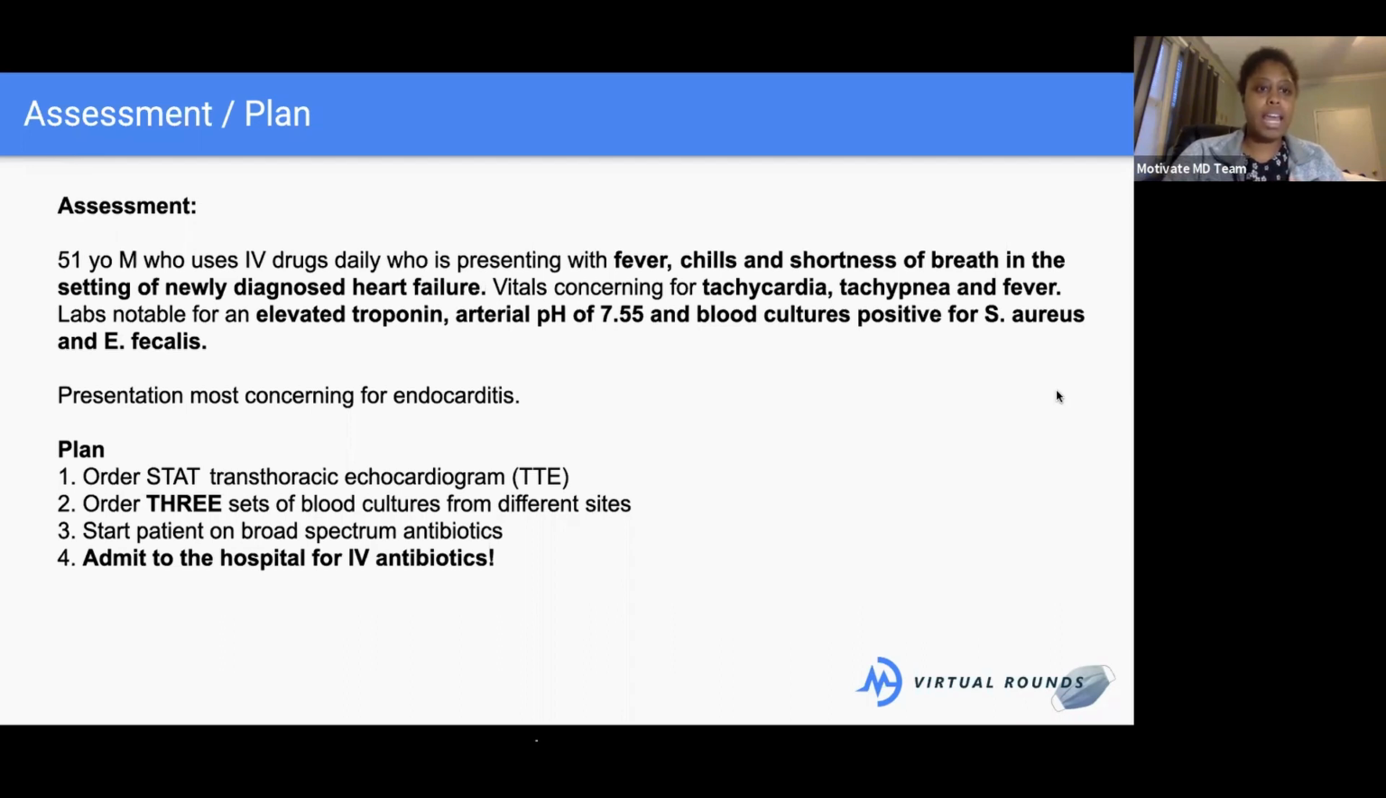So the things that we did in the emergency department, the first thing is that we ordered a stat transthoracic echocardiogram. So even though we put an ultrasound on his heart at the bedside, we wanted an official read by a radiologist just to make sure we weren't missing anything. We ordered 3 sets of blood cultures, all from different sites. This is very important. 3 sets of blood cultures, all from different sites in endocarditis. We started the patient on broad spectrum antibiotics, and this patient was subsequently admitted to the hospital for IV antibiotics.